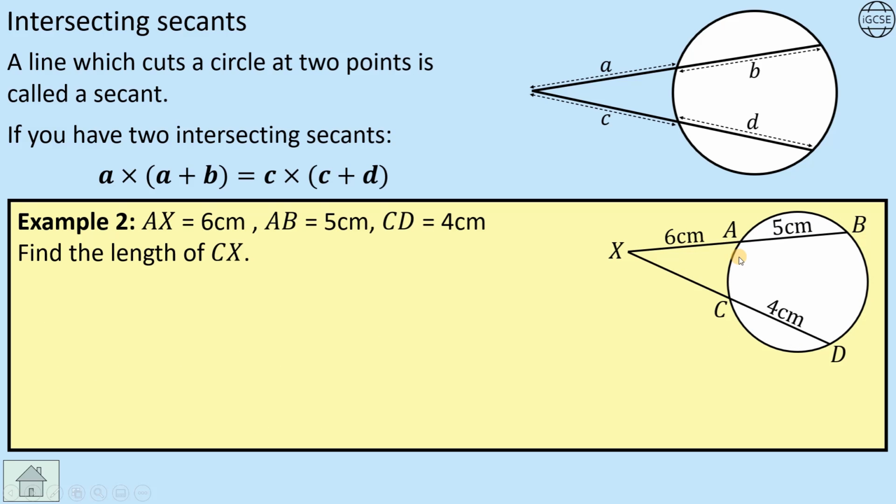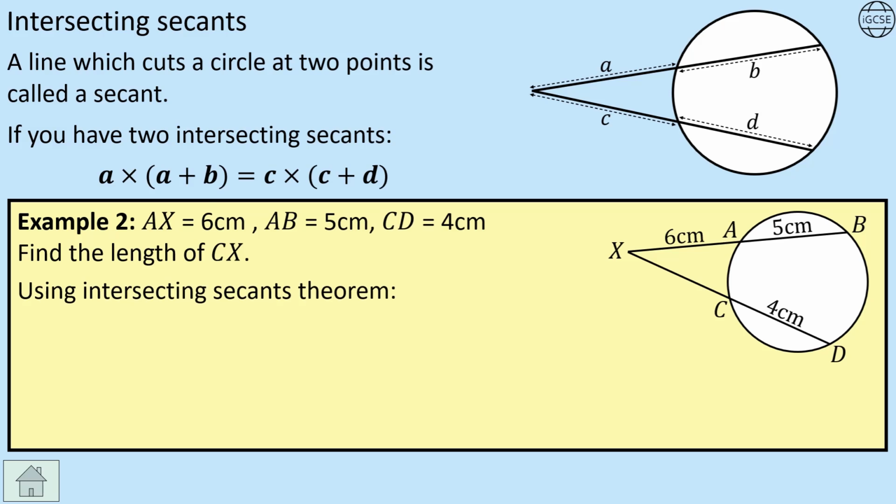And you'll notice that what's happened in here is I've still got the length of a total secant, and I've got the 6 and the 5, but I've been given the value of CD rather than this one. And that just makes it a little bit more awkward when I put them into the formula, which you'll see when I do it.